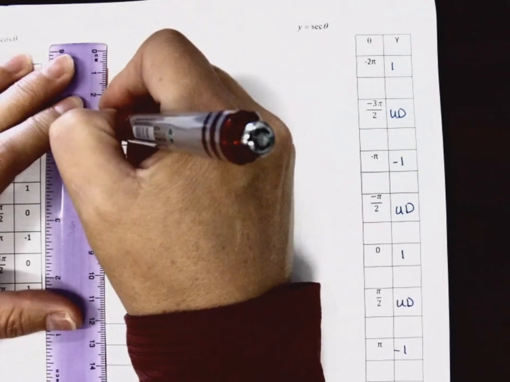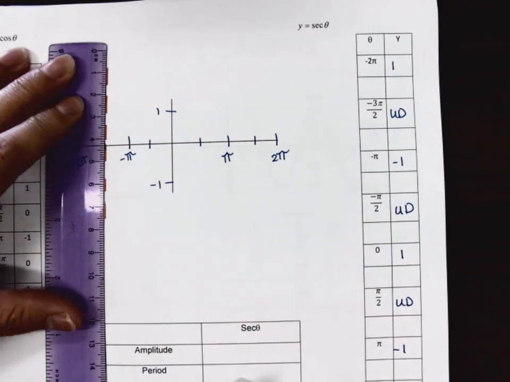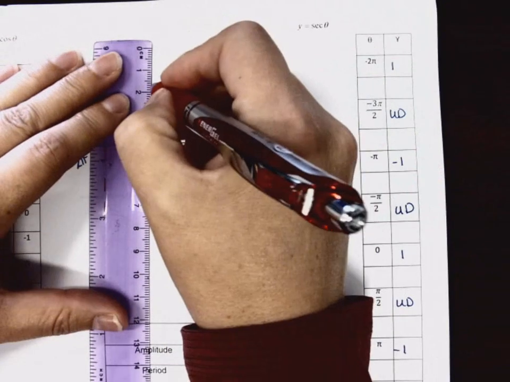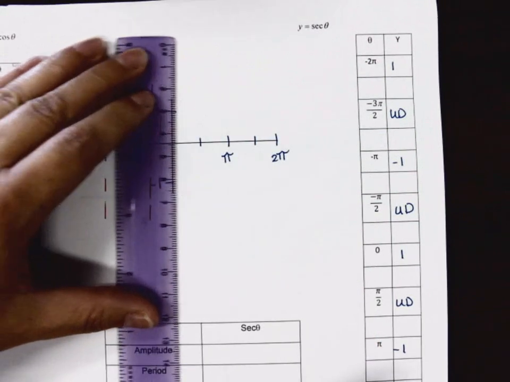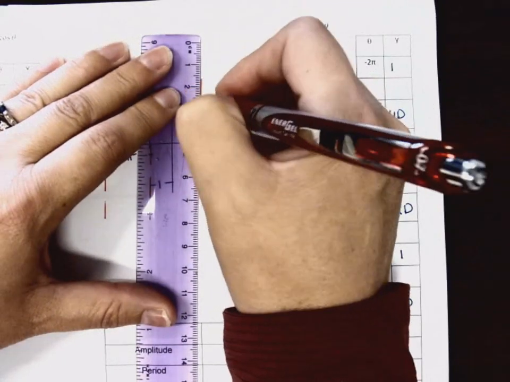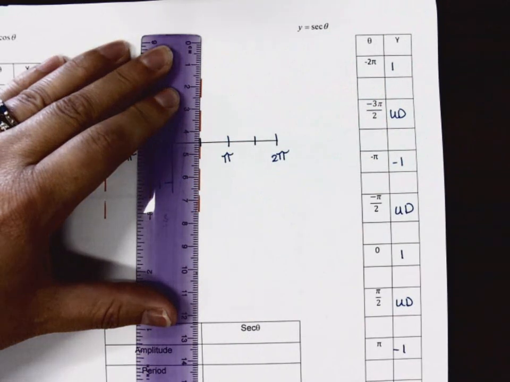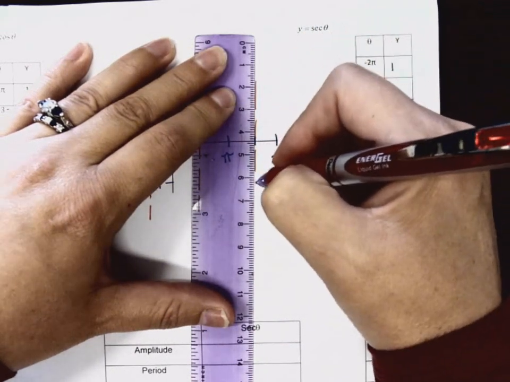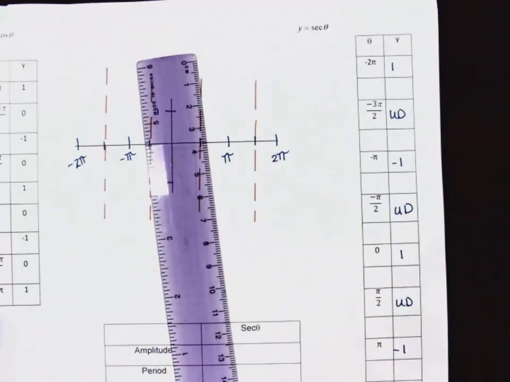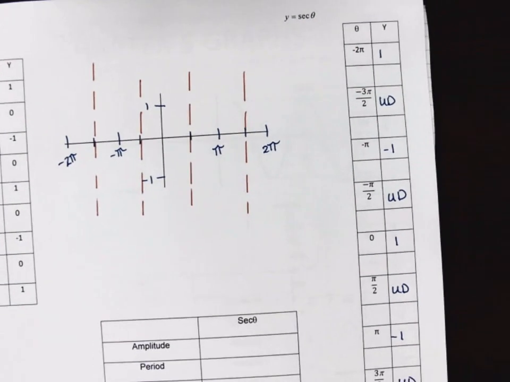So this is what happens when you do lessons back to back. Negative pi over 2, pi over 2, 3 pi over 2. Okay, so there are my asymptotes. Boy, oh boy, they're crooked, but we'll get through it.